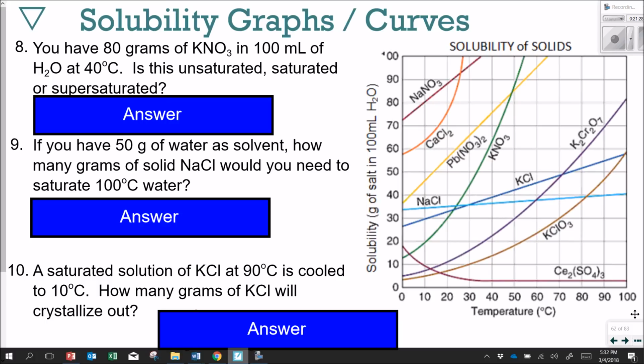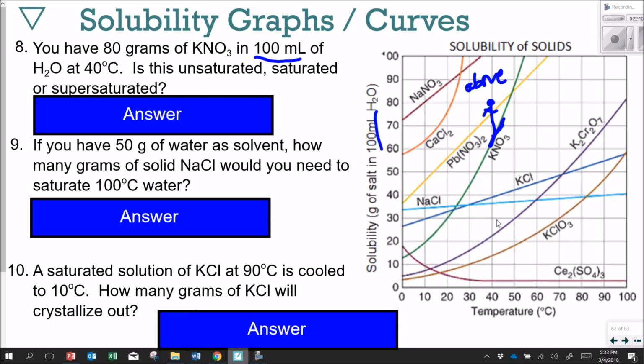3 more. If you have 80 grams of potassium nitrate in 100 milliliters of water at 40 degrees Celsius, is this unsaturated, saturated, or supersaturated? So I have to plot the point, and I check that I have 100 milliliters of water to match my graph. So then I can read straight from my graph. So I go to 40 degrees Celsius and 80 grams, and I plot that point. Then I look at my potassium nitrate curve. It's over here. So that point is above the curve.